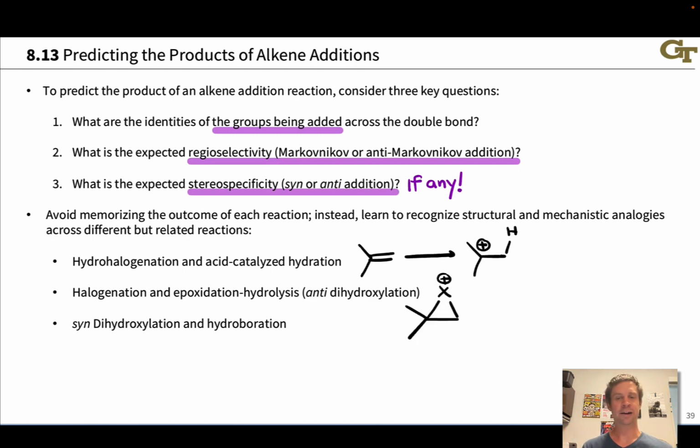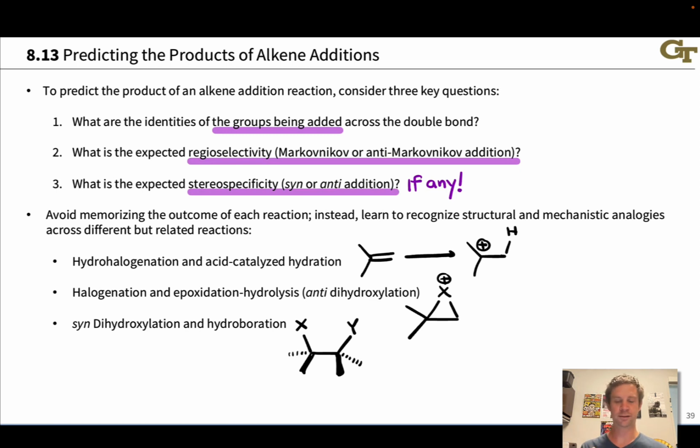Halogenation, anti-dihydroxylation, these reactions involve a cyclic three-membered ring intermediate and no open carbocations. So they display anti-stereospecificity because of this opening of the three-membered ring occurring via an SN2 mechanism and things like this. So those are mechanistically analogous to each other. Hydroboration and syn dihydroxylation similarly form both new bonds in one elementary step, but do so in a syn manner. So they're stereochemically analogous, these two reactions.